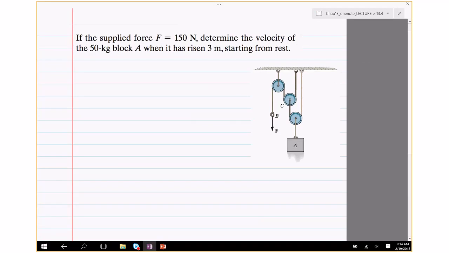So here's the first question. If the force F is 150 newtons, determine the velocity of the 50 kg block A when it has risen by 3 meters starting from rest.